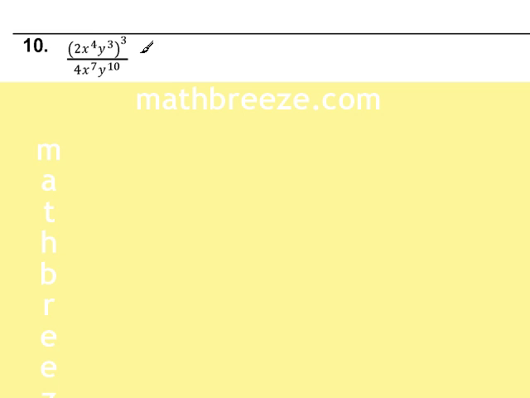And number 10, we're going to start by opening the parentheses in the numerator. So let's look at that numerator. First we're going to do 2 cubed. 2 times 2 is 4 times 2 is 8. 2 cubed is 8. Then we're going to use our power to a power rule. x to the 4th cubed. 4 times 3 is 12. We have x to the 12. And then again, power to power. y to the 3rd raised to the 3rd. Multiply those exponents and we have y to the 9th. 3 times 3. Let me just copy over that denominator.